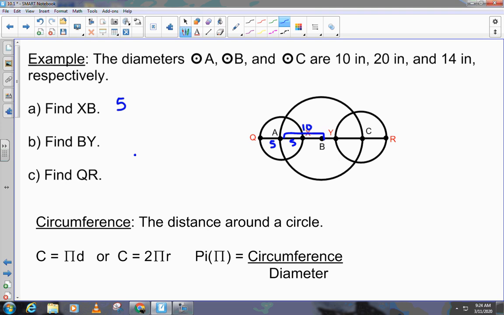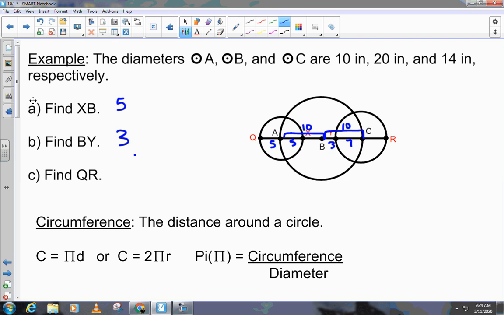All right. Now we want to find BY. Now remember that my radius for circle B is still 10, right? The diameter of circle C is 14, which means the radius is what? 7. So if this whole thing is 10 and this is 7, then what's BY going to be? 3.